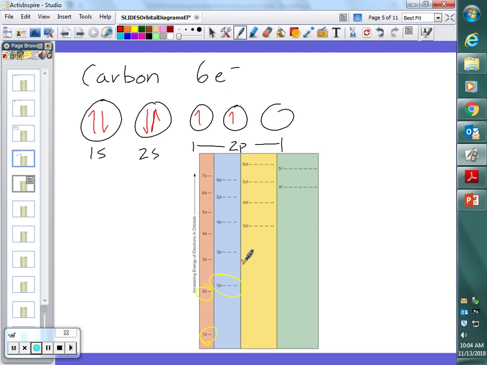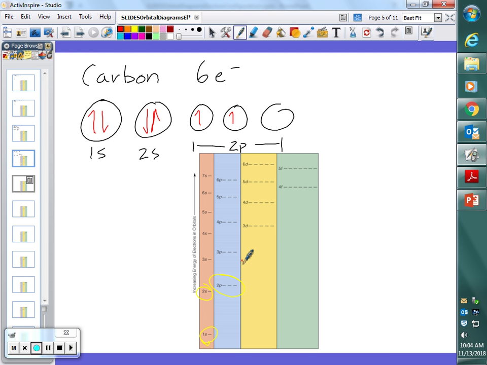All right, so electron number 6 could go here. Where else could electron number 6 go? Could go in that last one. Where couldn't it go? In the first one. Okay? All right, good for carbon for starters.